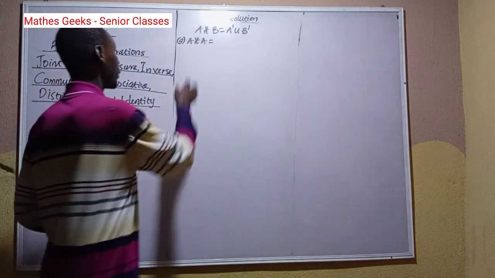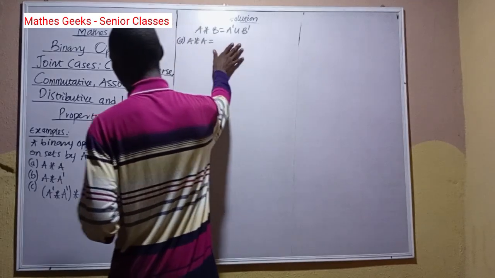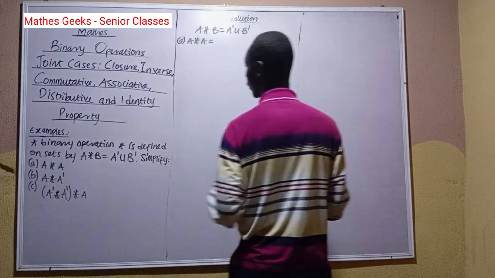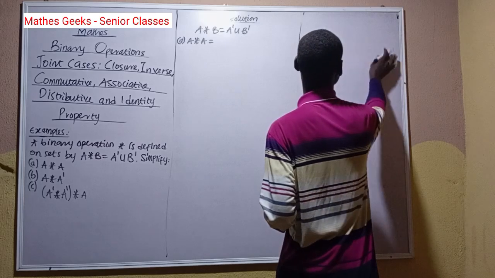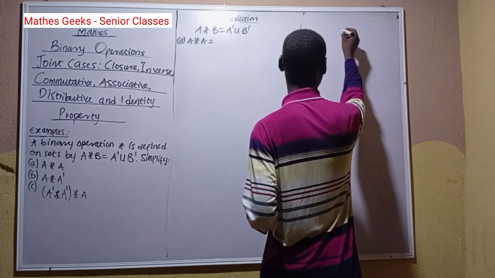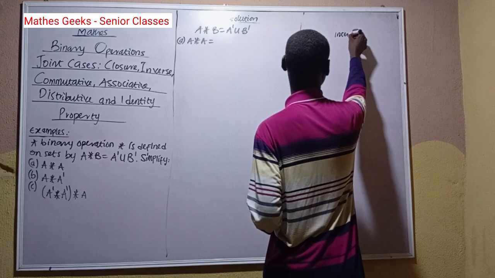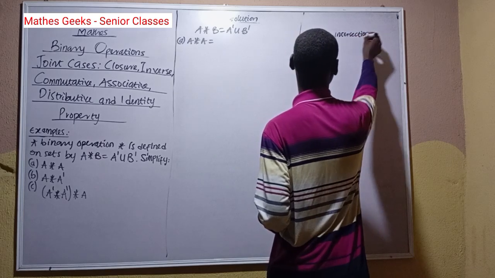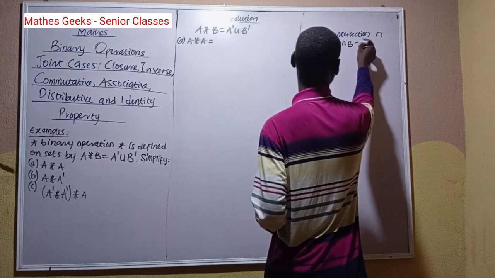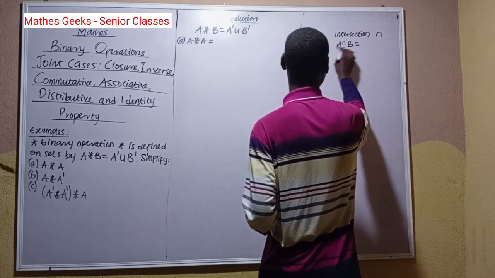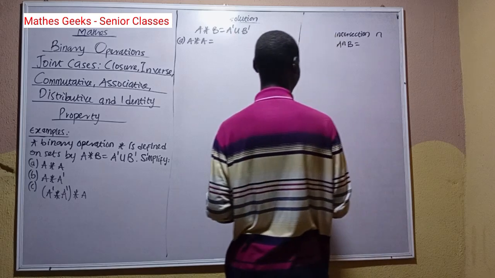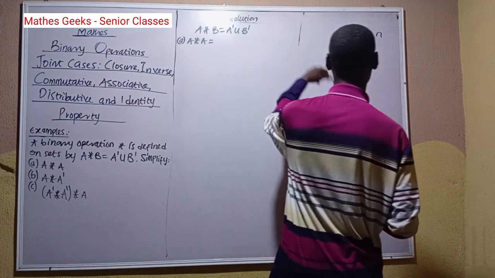Okay, for us to proceed with this operation on sets, let's refresh our memory on some basic set theorems. First of all, we're going to look at intersection. For intersection, the symbol is this. So it's A intersection B. What it means is: what is in set A that is also in set B?